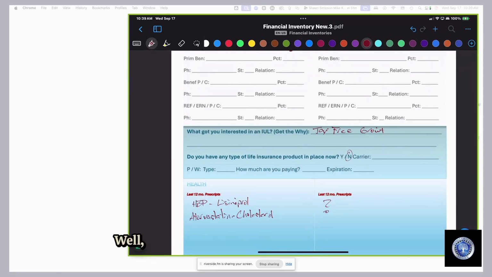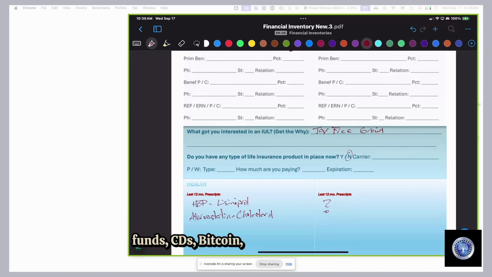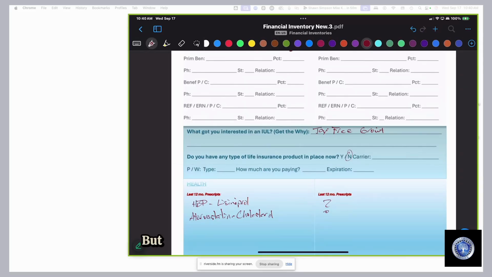What's the difference? Well, your 401ks, IRAs, stocks, bonds, mutual funds, CDs, Bitcoin, real estate, they are all in the market. What do the markets do? They go up, they go down. When the market's doing well, everybody's happy and hunky-dory. But when the markets drop, what happens, Mr. Jones? Well, people lose money and cuss words start flying too, don't they? Yes, they do. But in your IUL, it's totally different. The IUL participates in the gains. It does not participate in the losses.